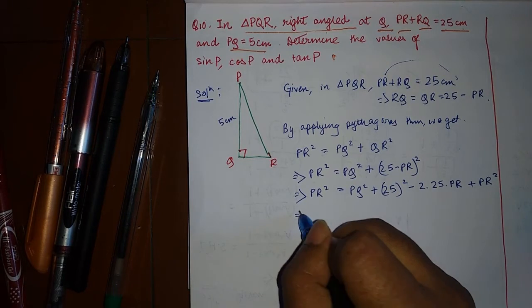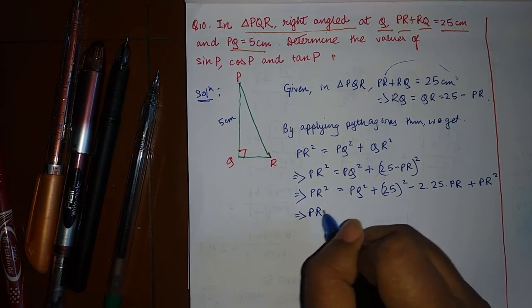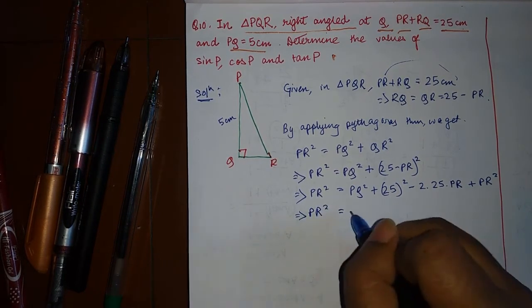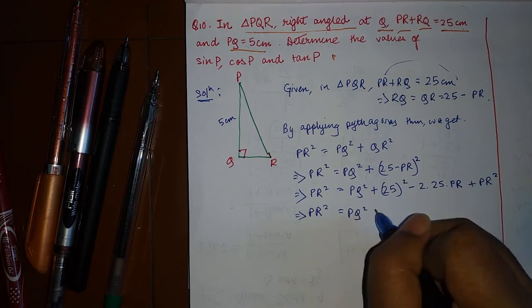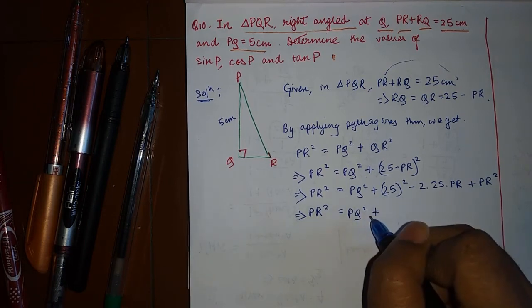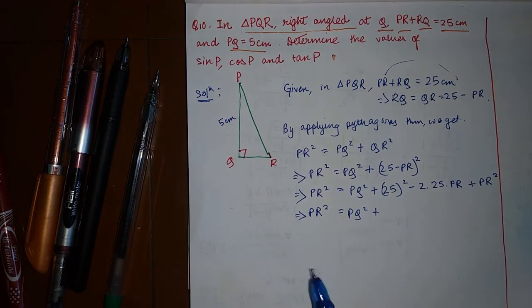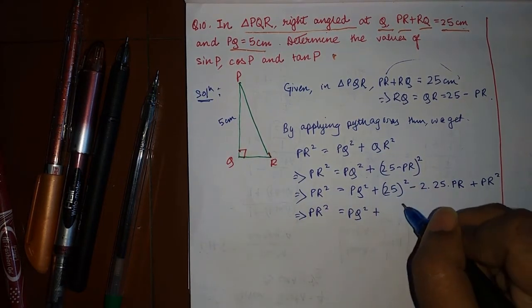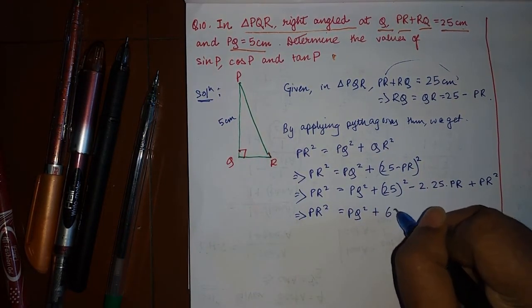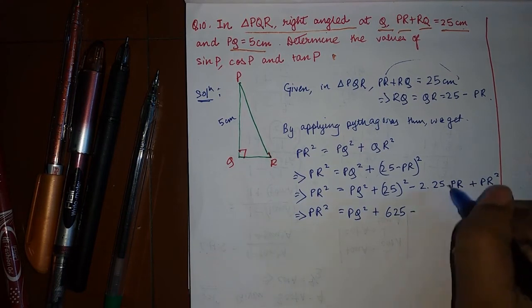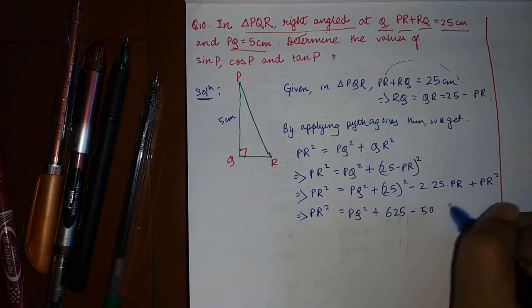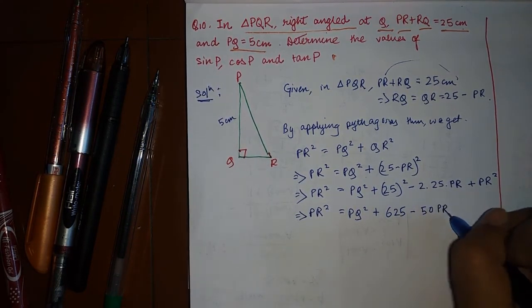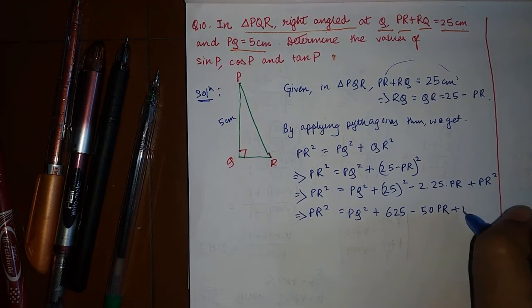So now leave the left hand side as it is. PQ squared plus, what is 25 squared? I have told you earlier to learn the squares of the numbers from 1 to 25. It will really help you. So I have kind of memorized it. 25 squared is 625 minus 2 into 25 is 50, PR will remain PR, plus PR squared.